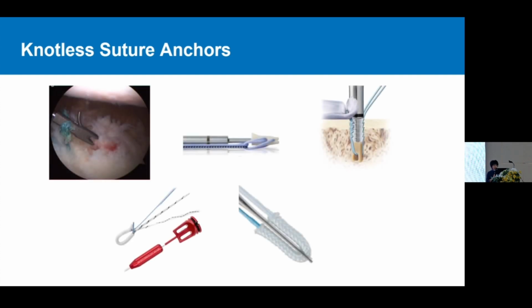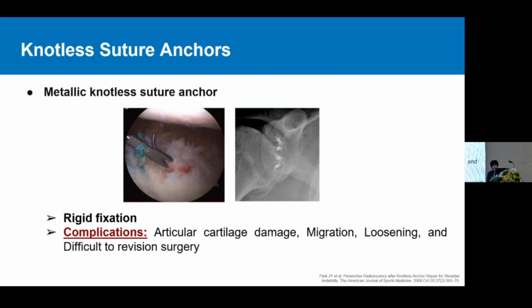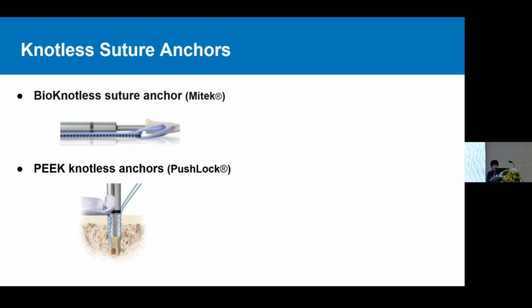There are many types of knotless suture anchors. In the past, metallic knotless suture anchors were used. This is a rigid fixation, but there were some complications, such as articular cartilage damage, implant migration, loosening, and it's difficult for revision surgery. So it developed into the bio-knotless suture anchor. This is a biodegradable type, and the PEEK knotless suture anchor. This is the permanent type.